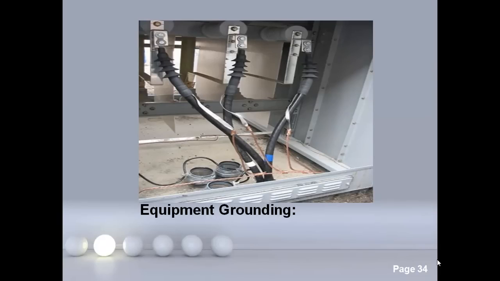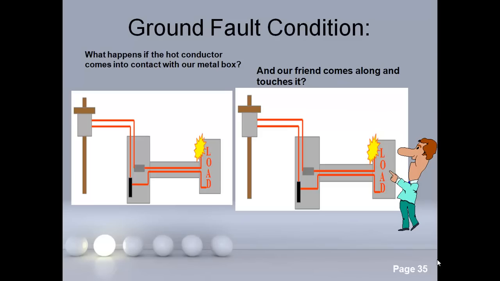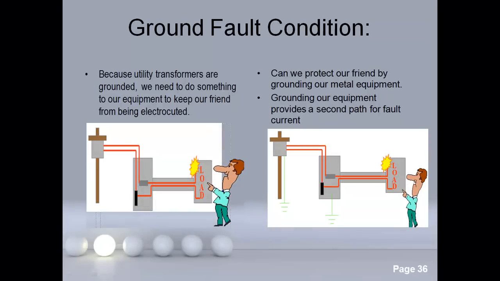So now a very interesting phenomenon, equipment grounding. In normal conditions, we see the current from the transformers go to the circuit breaker and then goes to the load. What happens if one of the hot conductors comes in contact with our metal box and one of our friends comes and touches the load? Will he get electric shock? Yes, because the utility transformers are grounded. So we need to do something to our equipment to keep our friend from being electrocuted, and this can be done by grounding.